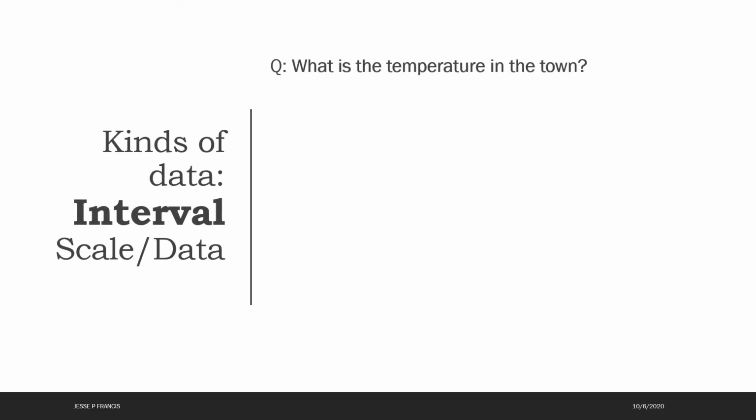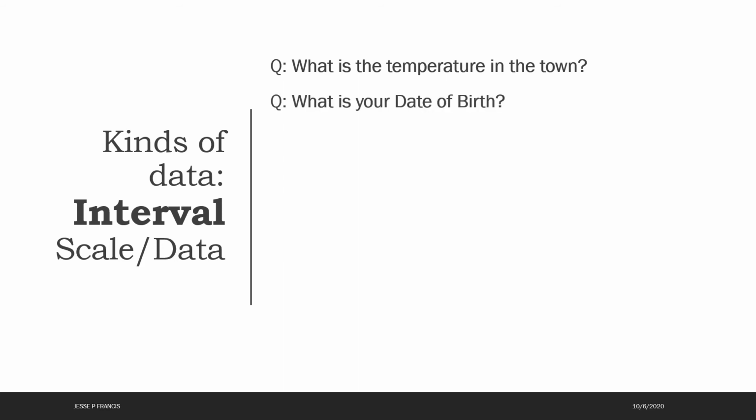Questions like, what is the temperature in the town? Here, suppose New Delhi is 28 degrees Celsius and Shillong is 24 degrees Celsius. You can clearly say that Shillong is 4 degrees colder than New Delhi, or you can say that New Delhi is 4 degrees hotter than Shillong.